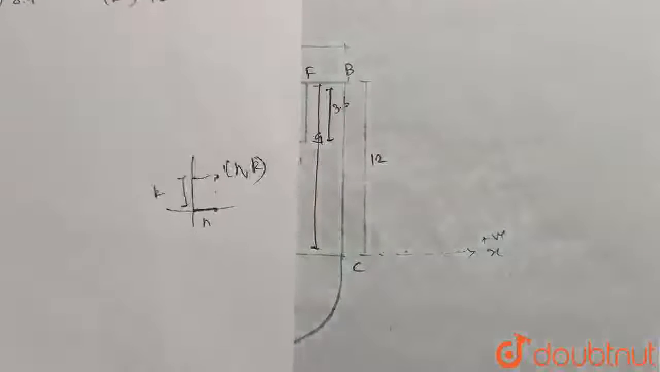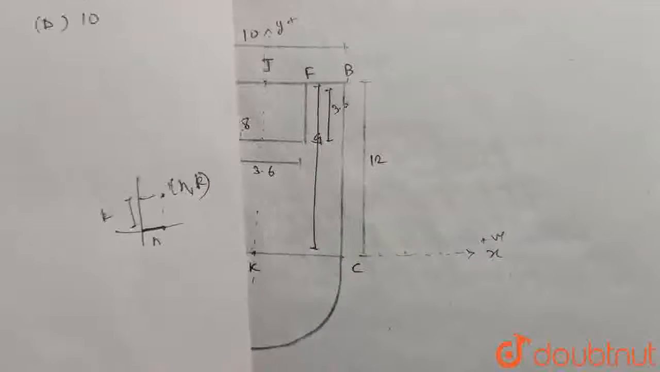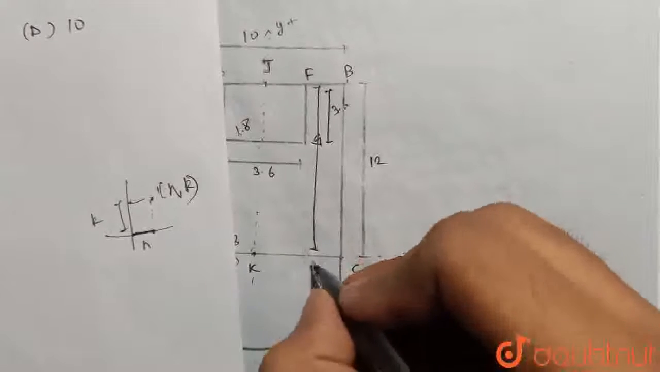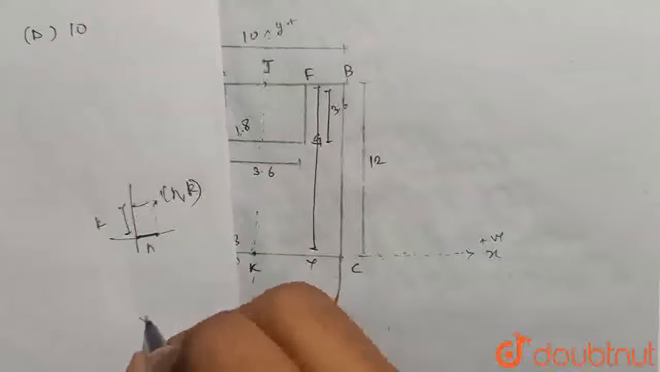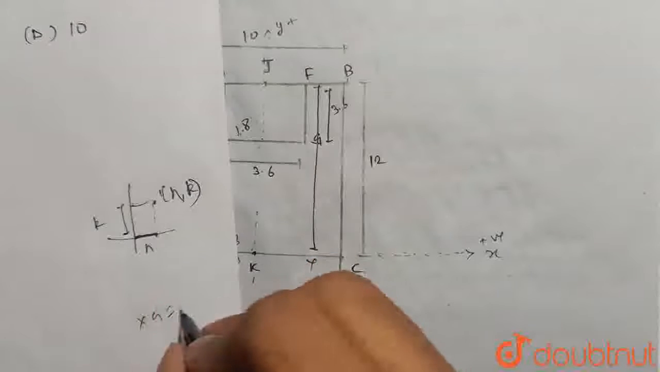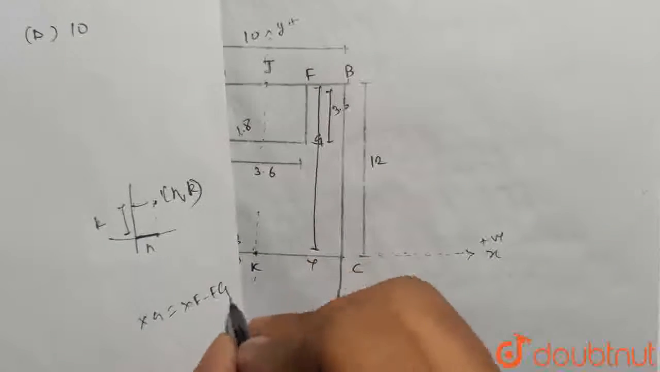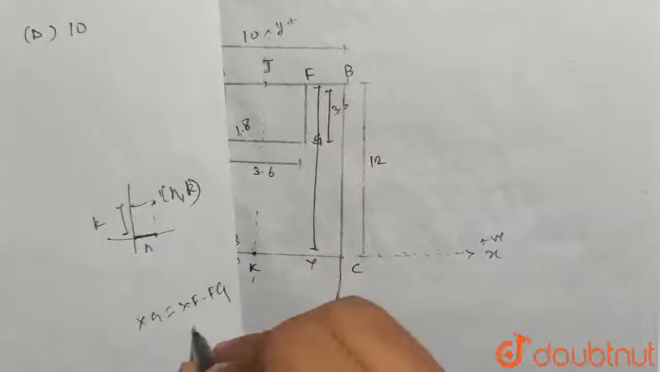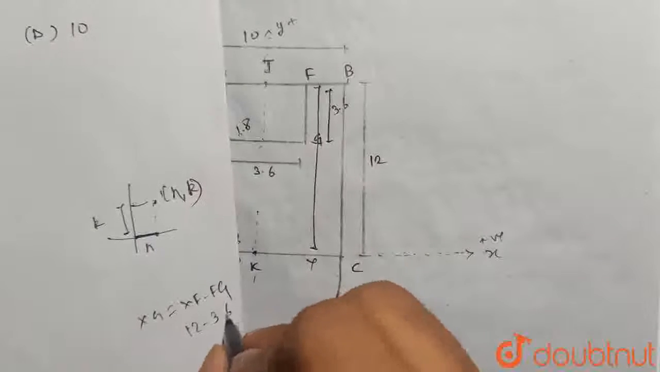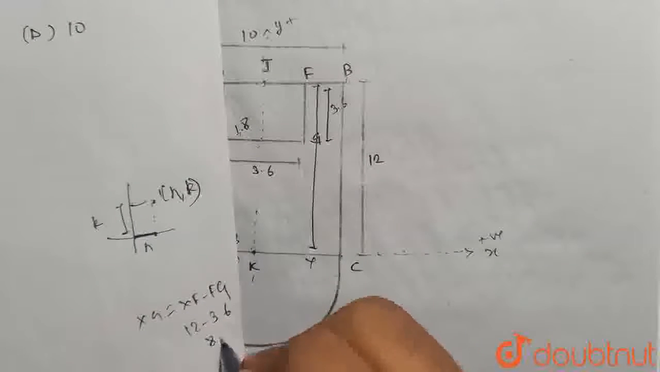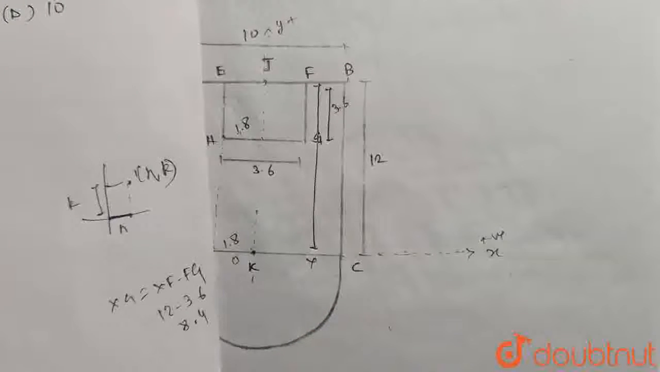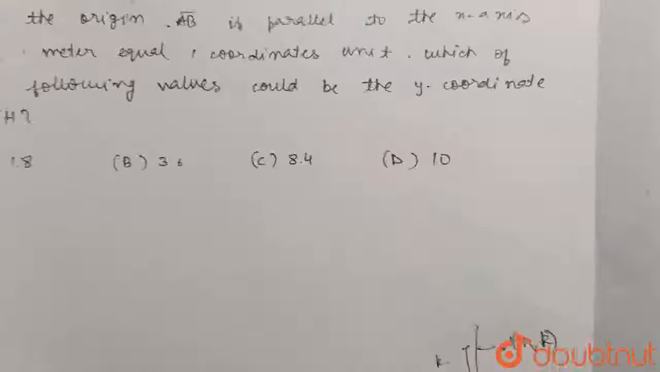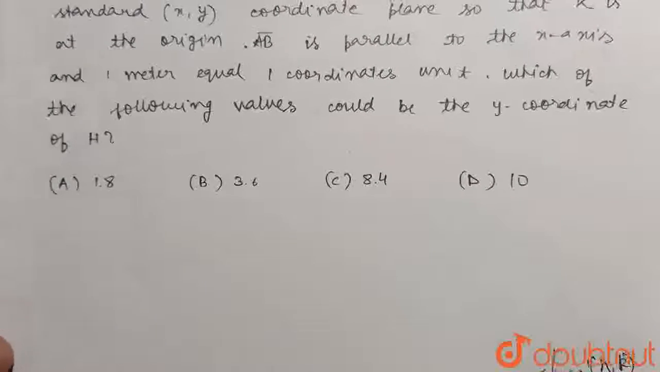Or rather, if I write it here, let us say this is X, and this is G, and this is, let us say, F. So XG will be equal to how much? XF minus FG. Obviously from the diagram it's clear. So XG will be equal to 12 minus 3.6, that is 8.4. So 8.4 units will be the y coordinate. If you check the options, option C will be your correct answer.